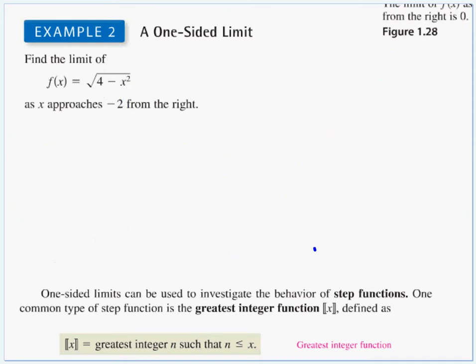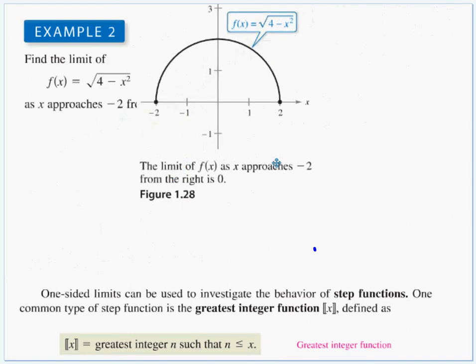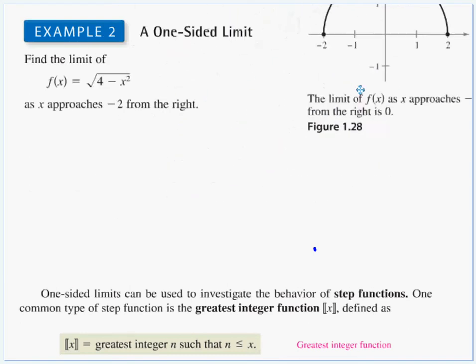And I'm sure the book's graph will be a little better than mine. There it is. So as we approach -2 from the right, that limit is 0.